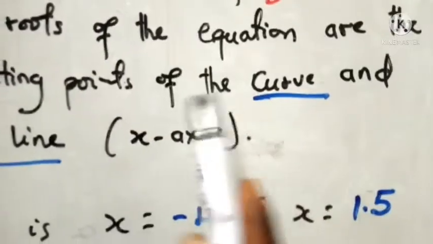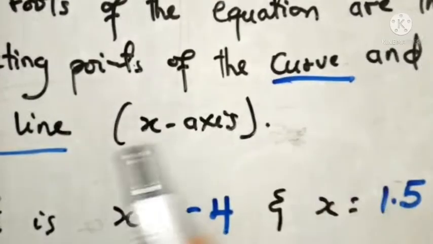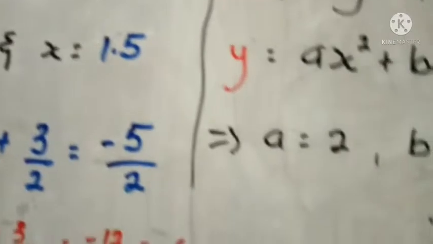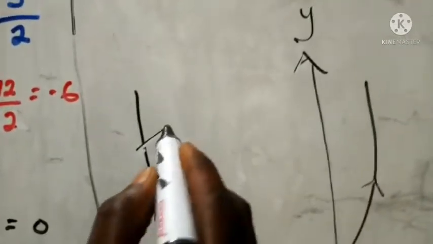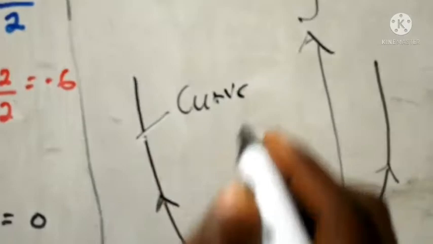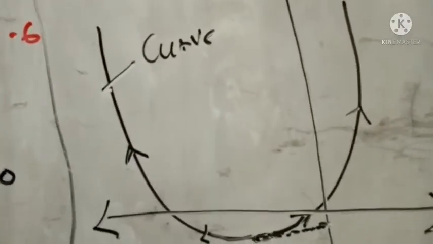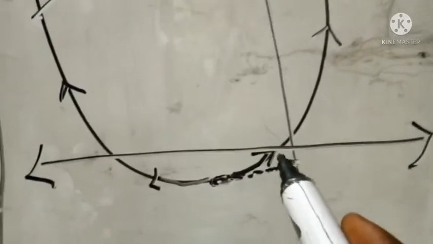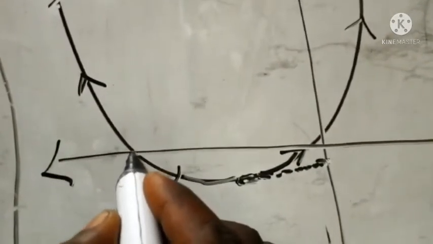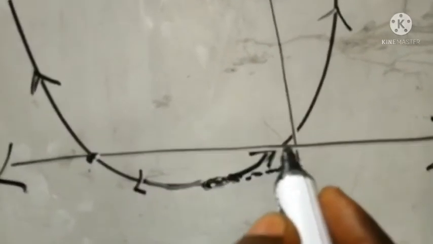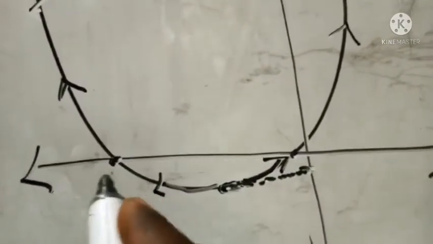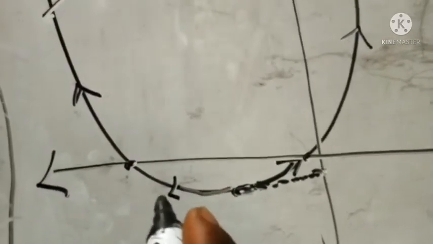The roots of the equation are the meeting points of the curve and the x-axis. What it means is that the meeting point of the curve, this line here is what we call the curve. So the meeting point of the curve and the x. This is the x, not the y. So where exactly does the curve meet the x here? This is one meeting point, and this is a second meeting point. We are not talking about the y, but rather the x. The meeting point on the x here is exactly what we call the root of the equation.